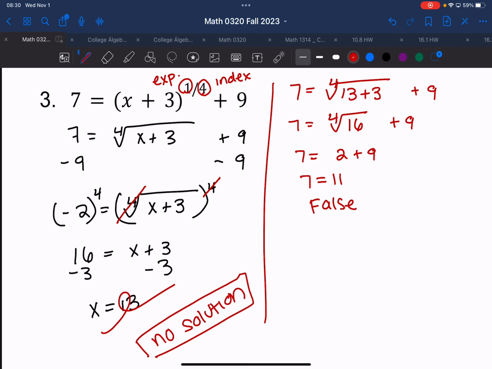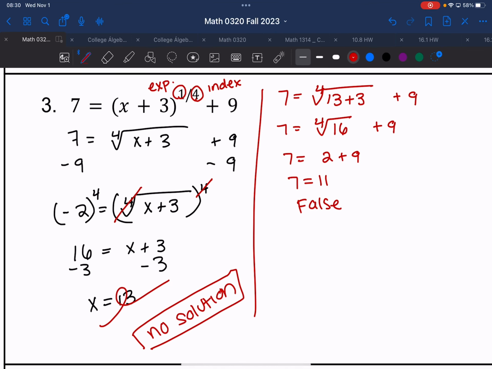Could you by chance show us how to do the square root on the calculator? I could show you after class if you want to wait, just because not everyone has the exact same calculator. Okay.